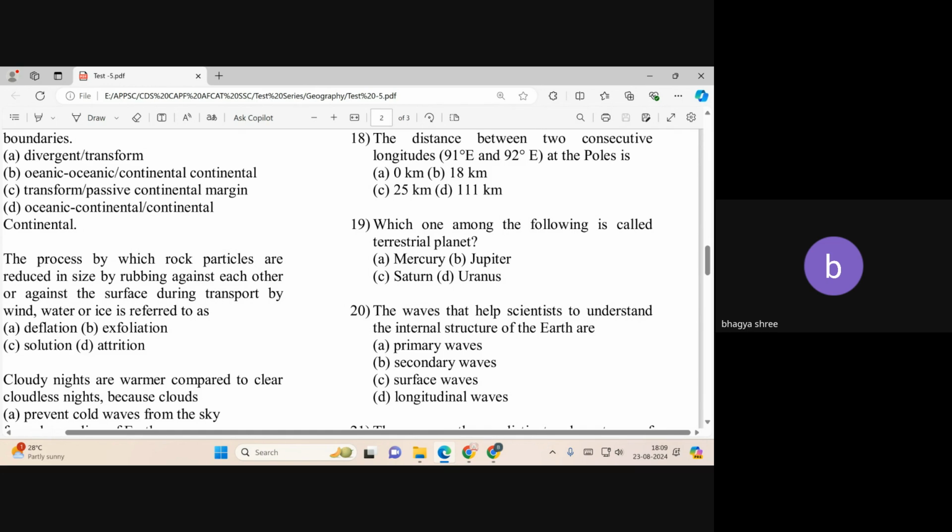The ways that help scientists to understand the internal structure of the Earth. Okay. How many think option B? How many think option C? Option D? Okay, this is option D. I don't think this is the correct question. No one gave the wrong answer. Option A. What are the terrestrial planets? Mercury, Venus, Earth, and Mars, which are between the asteroid belt and your sun. Remaining are known as gaseous planets or Jovian planets or outer planets. Okay.